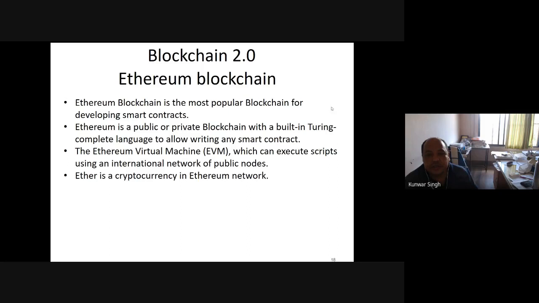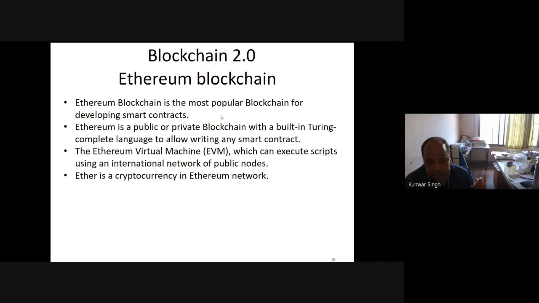One of the important blockchains is the Ethereum blockchain, and it is popular because of smart contracts. Ethereum can be a public and private blockchain. Public basically means anyone can join and be part of the blockchain. Anyone can be a node, so there is no restriction, like Bitcoin, which has a public blockchain.